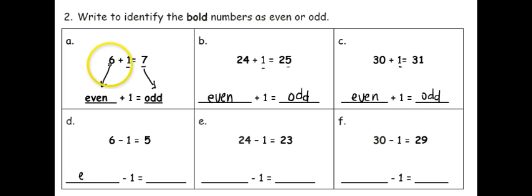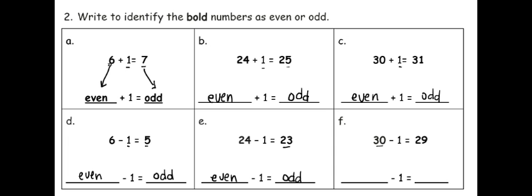6 is an even number. I can make it using 3 and 3. When I subtract 1 from it, I get 5. 5 is an odd number. I cannot make 5 using 2 of the same group. 24 is even because I can make it using 12 and 12. If I subtract 1, I get 23. I cannot make 23 using 2 of the same group, so 23 is odd.